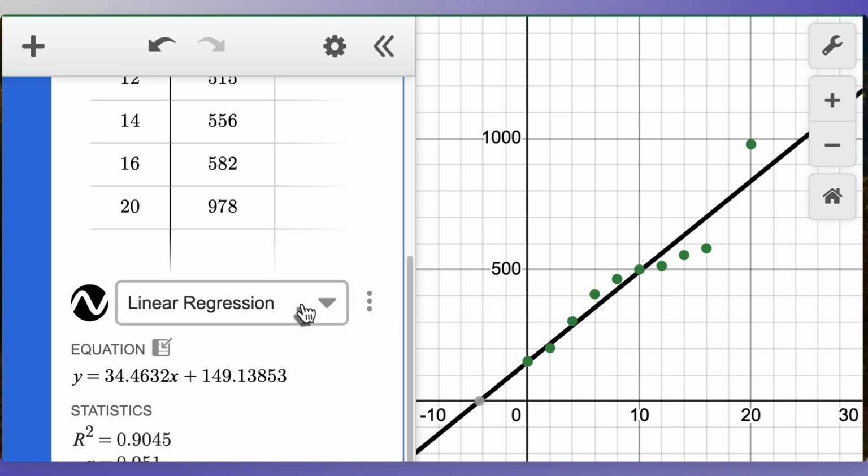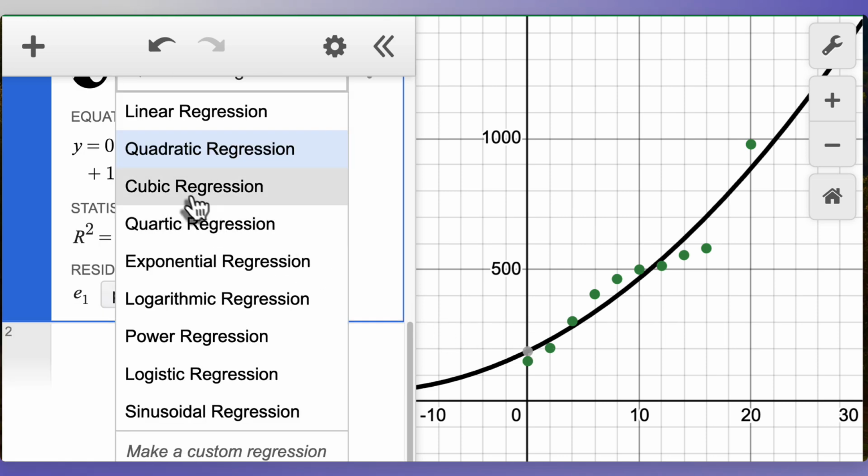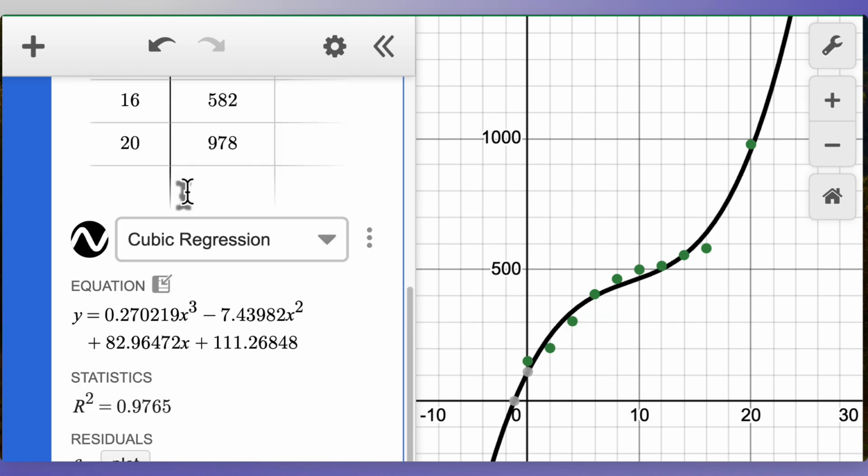So let me change it to quadratic and see what it looks like. Okay, so that's actually worse. Let's try cubic. Okay, that's not too bad at all. Remember, real world data is not perfect. So that is definitely the best one out of the three, especially this point up here. It just seems out of place unless you use a cubic regression.